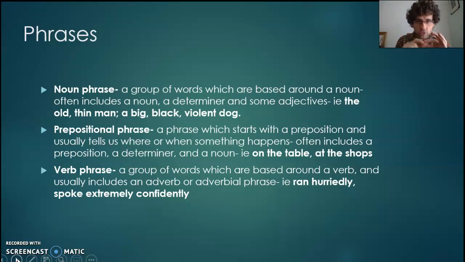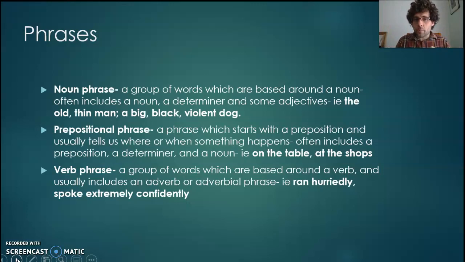So a noun phrase is just a group of words that are based around a noun. So the examples are the old thin man or a big black violent dog. We've got a determiner, the or a. We've got some adjectives, and we've got the noun. Okay, it's just the group of words that are in relation to that noun. There's no verbs there, it's just the words about the noun.